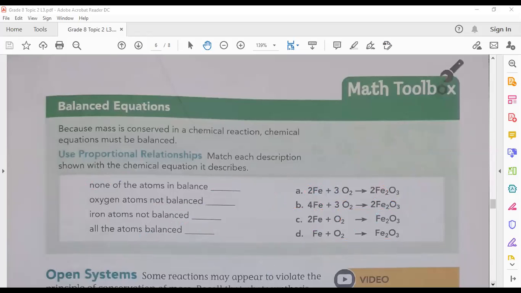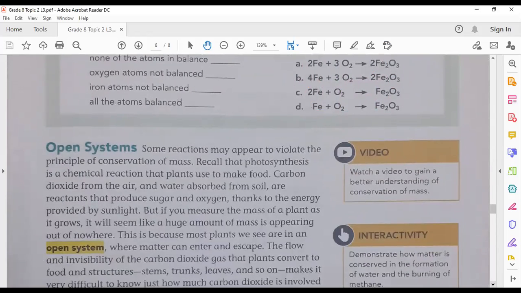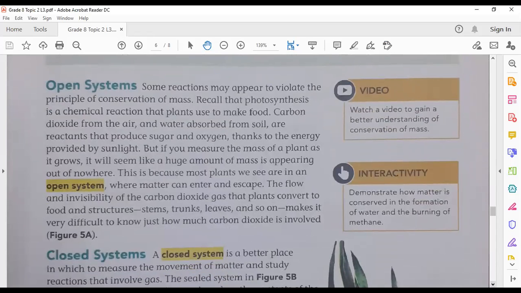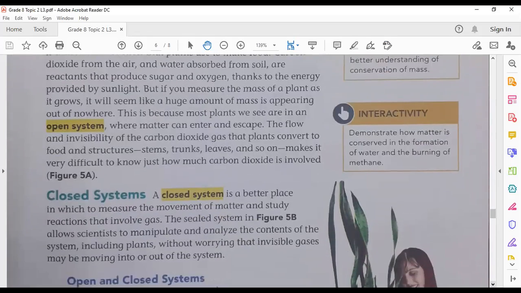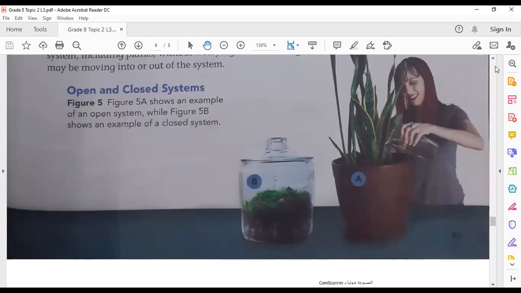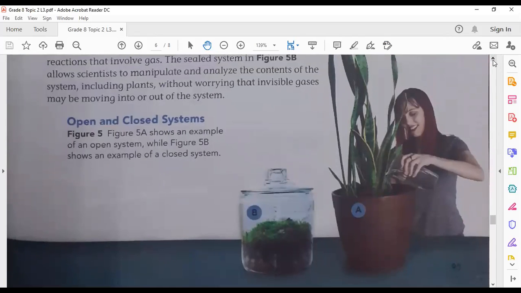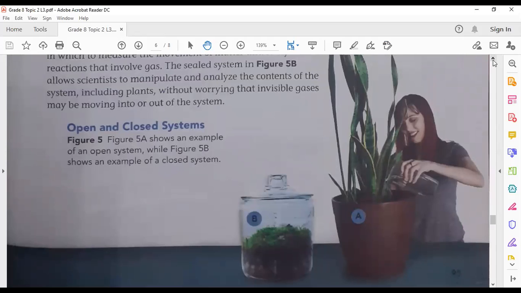Turn to the next page, or the same page, sorry. We have 2 types of systems. We have open systems and closed systems. What is the meaning of open systems and what is the meaning of closed systems? Look at this figure. Which one of them do you expect is a closed system? B is a closed system while A is an open system.